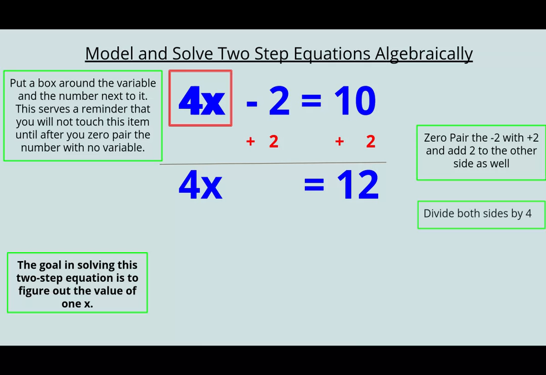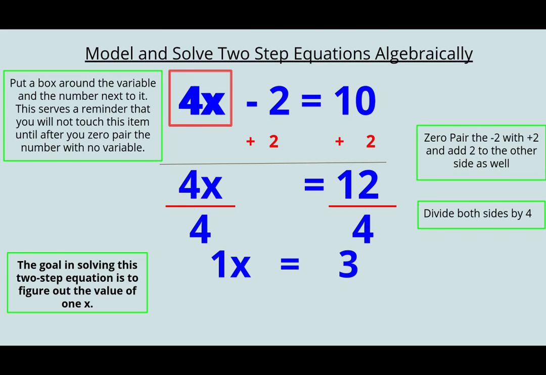Now, the next step, I need to divide both sides by 4. Why 4? Because I have 4 x's. And what I want to do, I want to figure out how much 1x is worth. So since I have 4 x's, I'm going to divide both sides by 4. And when you do that, that leaves you with this. 4 over 4 equals 1. So that's 1x, and then 12 divided by 4 equals 3.